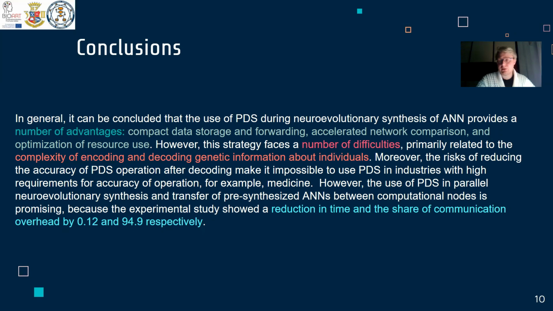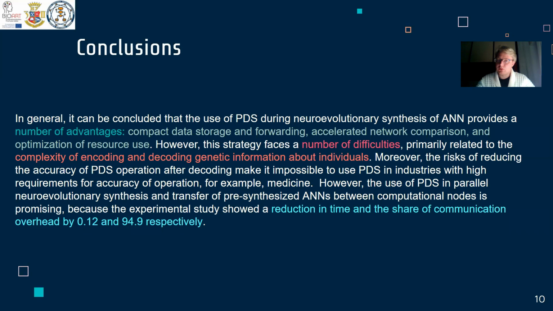The question of coding and encoding the genetic information about neural nets in neuroevolution is a very important question. In this case, we have problems because before the mutation and crossover, we must know the accuracy information about our individuals, and using probabilistic data structures can't really give us accuracy information. So as future work, we can use probabilistic data structures for the coding of information of pre-synthesized neural nets.